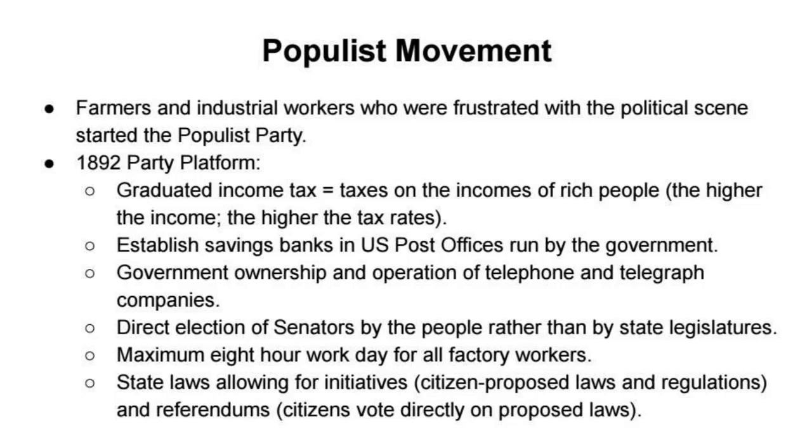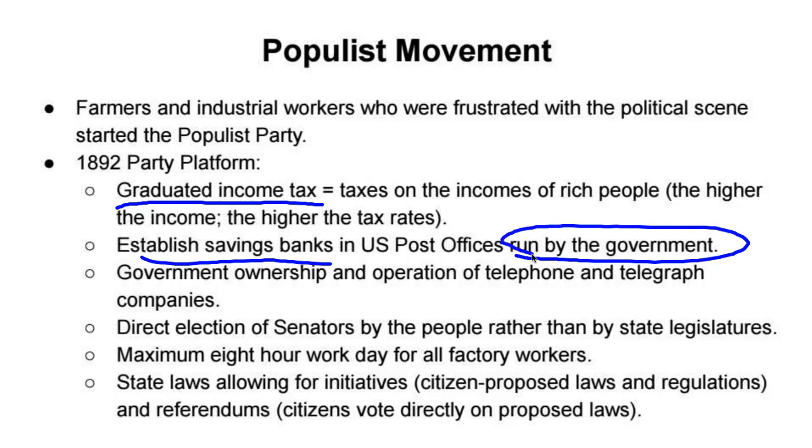And some of what he ran on, the party platform, was a graduated income tax. Let's tax the incomes of rich people. The higher the income, the higher the tax rates. Again, graduated. It would get slightly higher the higher you went in income. Established savings banks in the U.S. Post Office, and here's the key that was controversial, run by the government. So instead of private banks, you'd have banks that were run by the government.